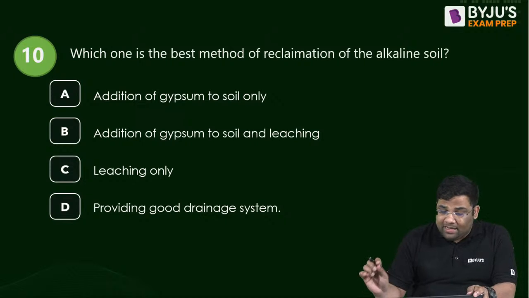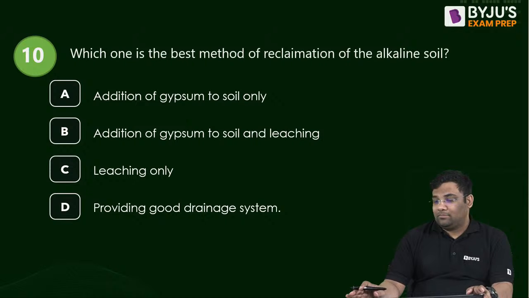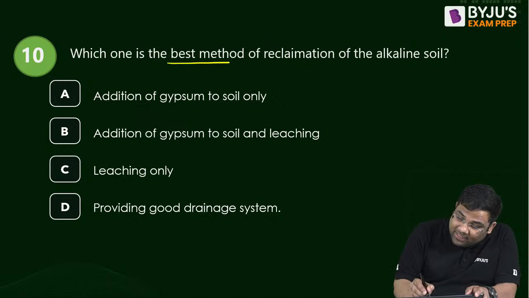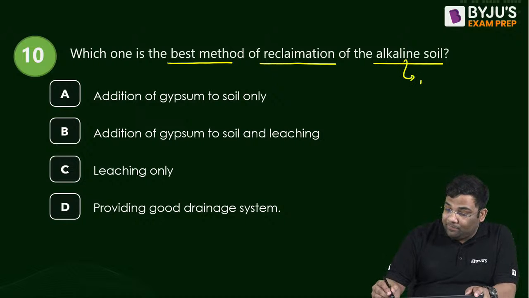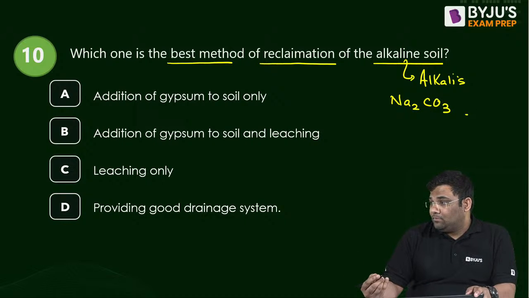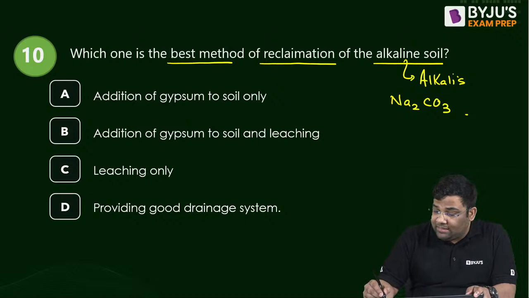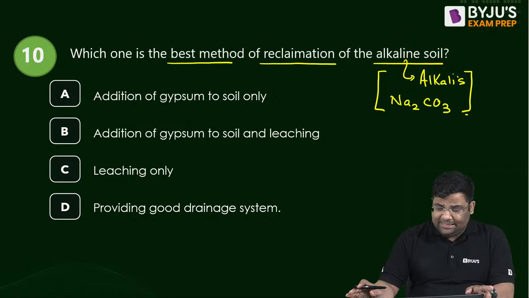Which one is the best method for reclamation of alkaline soil? Please answer this question. If we have alkalis in soil, alkalis means sodium carbonate, salts of sodium and potassium. So what is the answer to this? Tell me. Vivek is writing C. Okay, when you are writing C, the answer is actually B.